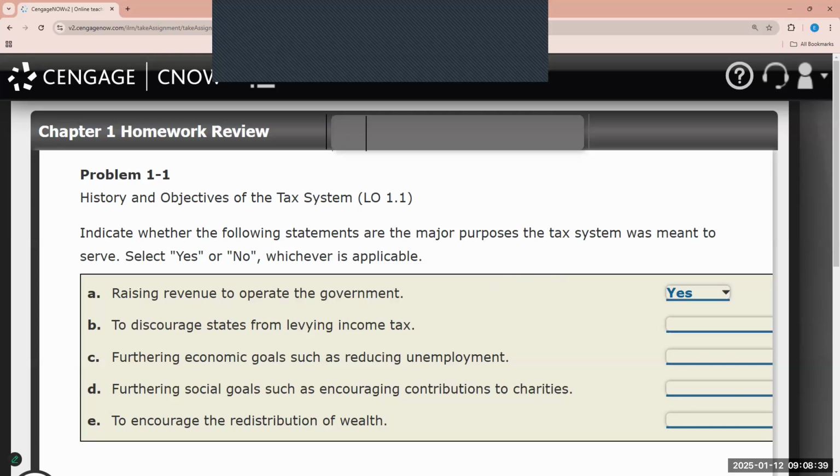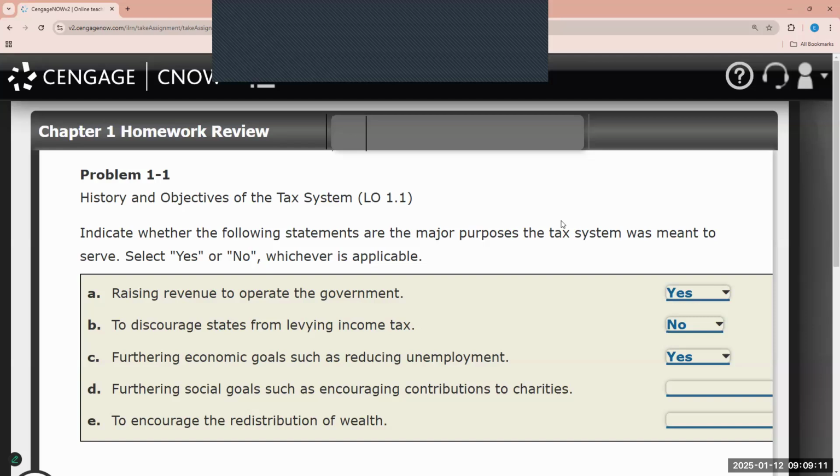B says to discourage states from levying income tax. No, obviously this is not true. To discourage states from levying taxes is not a goal or a purpose of the federal tax system. Again, essentially each state does things a bit differently. C, furthering economic goals such as reducing unemployment. This is correct. So there are some economic goals. There are also some social goals, essentially why taxes are in place. So C would be yes.